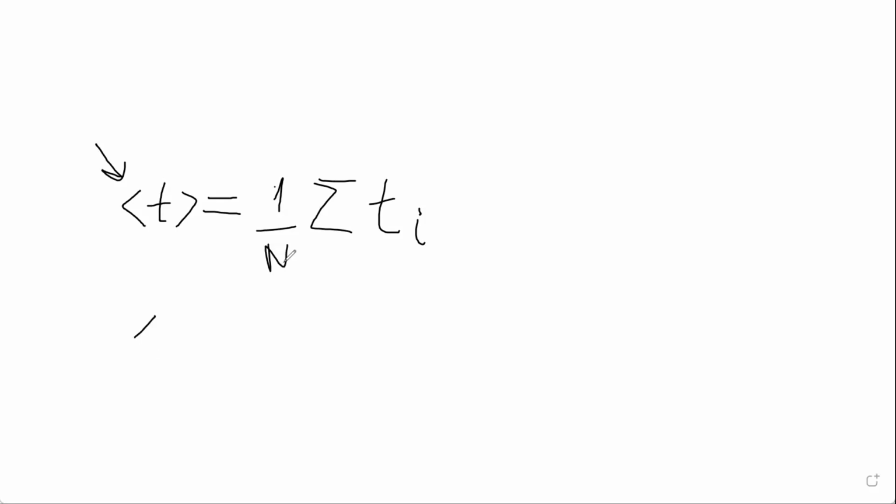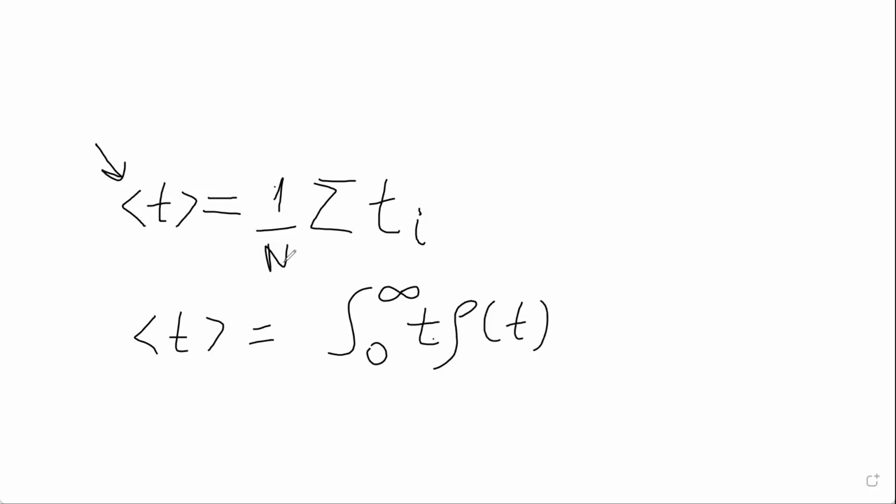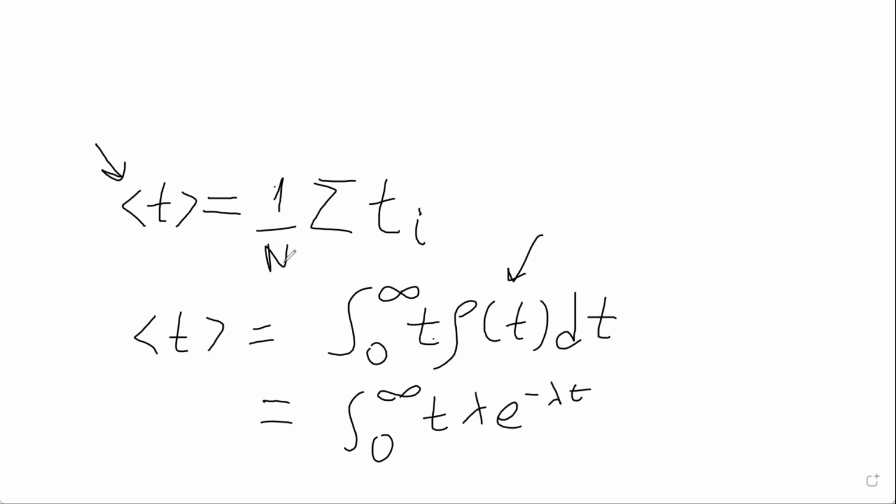Or if I have the distribution from a theoretical perspective, it is integrating from 0 to infinity the time times the distribution, or the probability density function as it is formally called. In the case that this is an exponential distribution, we have the integral of t times lambda e to the minus lambda t dt. This is going to give you 1 over lambda.